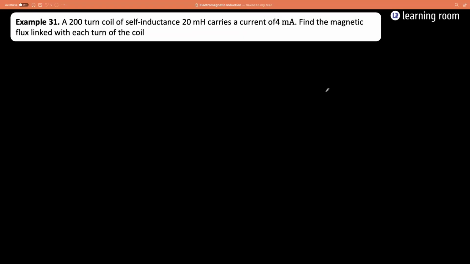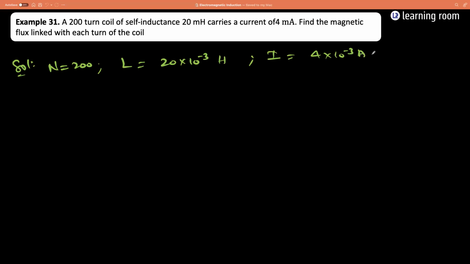There is a 200 turn coil, so N is equal to 200. There is a 200 turn coil of 20 into 10 power minus 3 Henry, which carries a current of 4 into 10 power minus 3 ampere. Find the flux linked with the coil. Flux is equal to how much? So phi will be equal to L into I. So actually, N into phi is L into I.